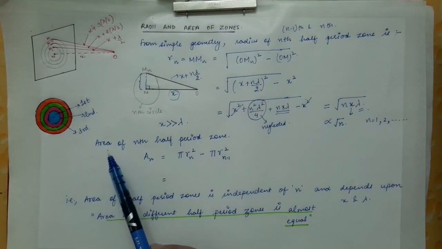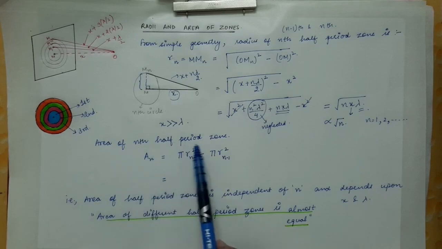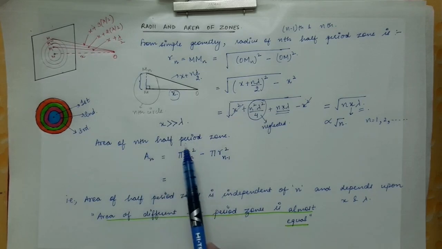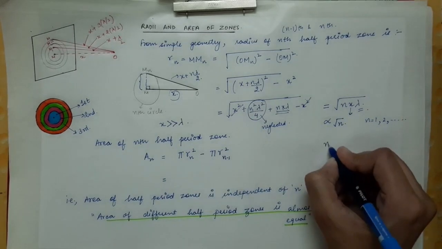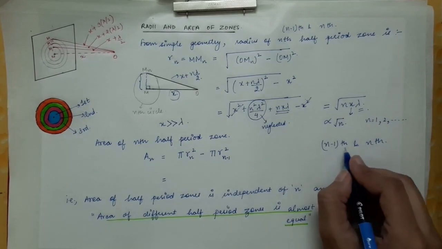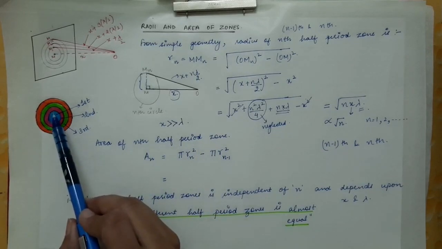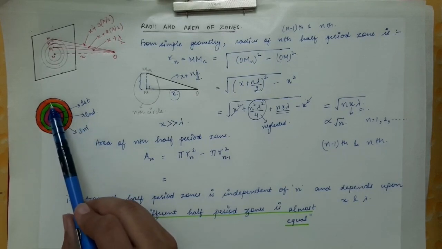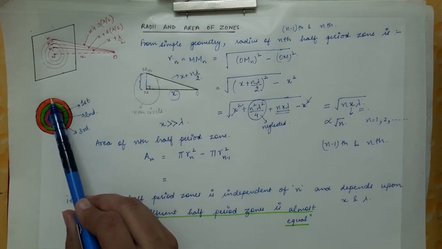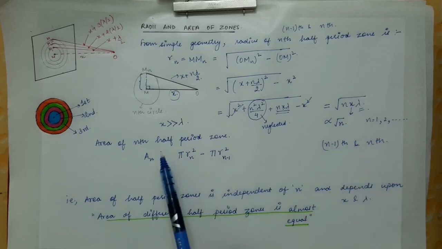The next is to find the area of the nth half period zone. As we have said, the nth half period zone is the region between the n minus 1th circle and the nth circle. The region between the n minus 1th and the nth circle is nothing but the nth half period zone. As we have seen, the region between the first and the second circle is called the second half period zone. The region between the third and the fourth circle is called the fourth half period zone. Similarly, the region between the n minus 1th and nth circle is called the nth half period zone.